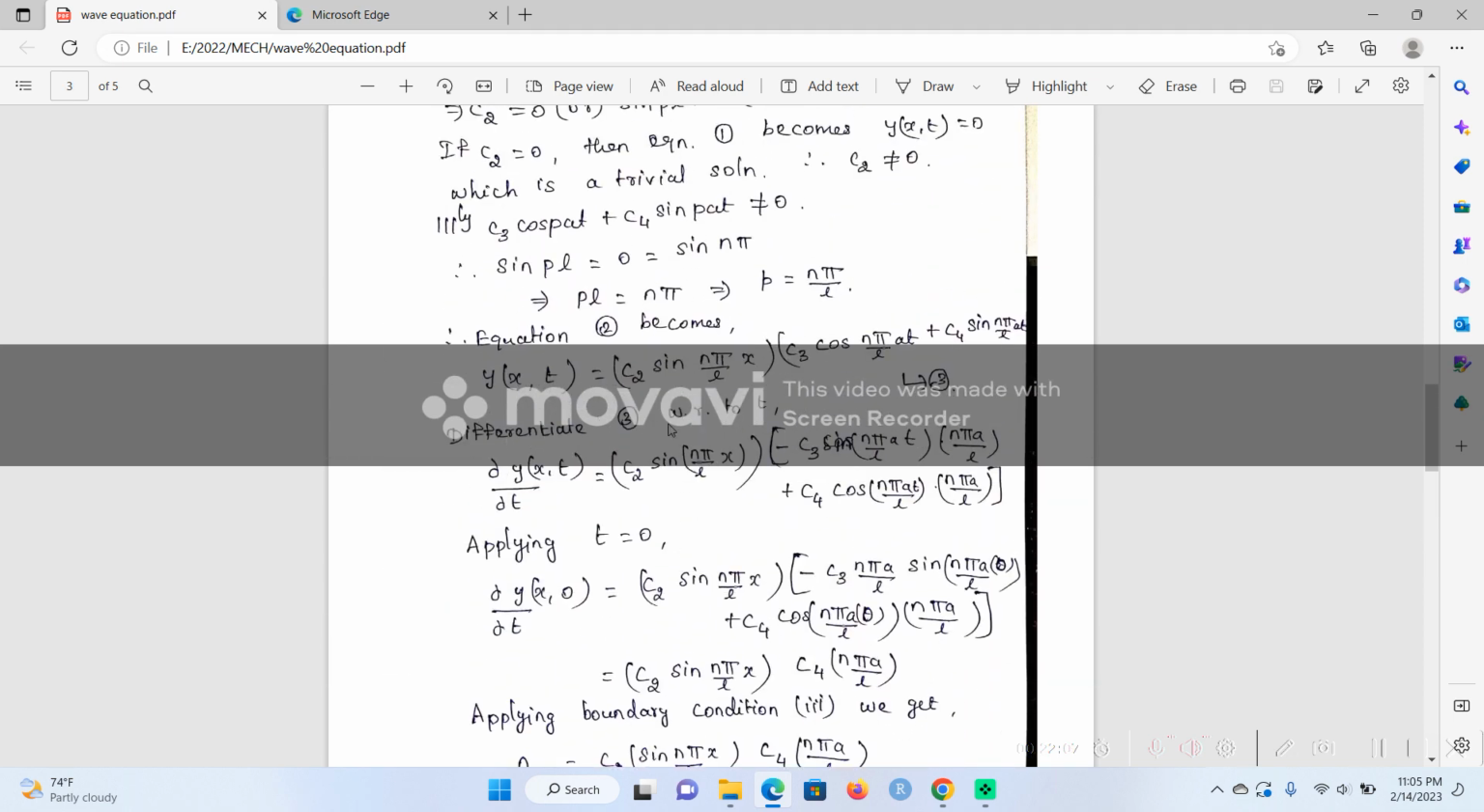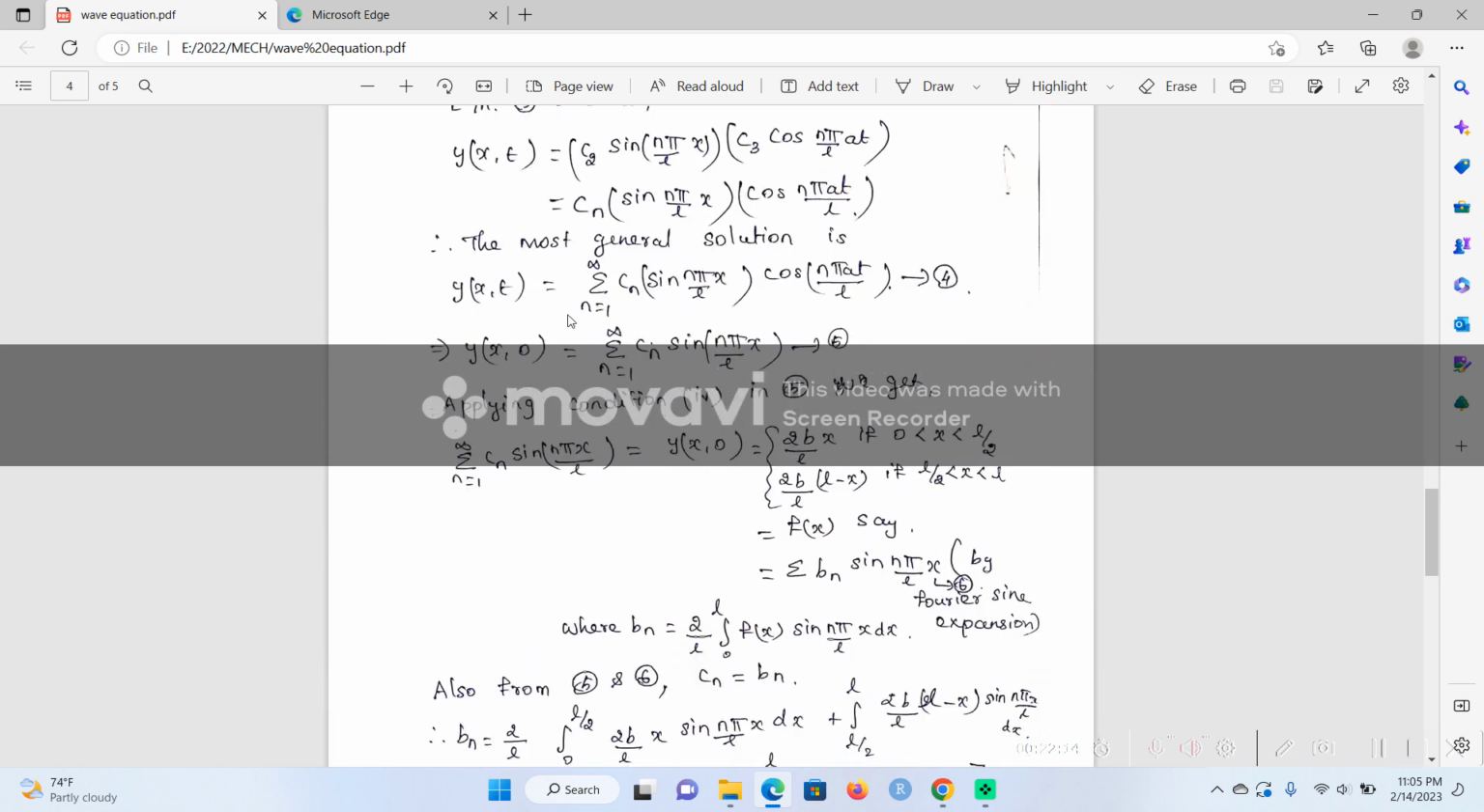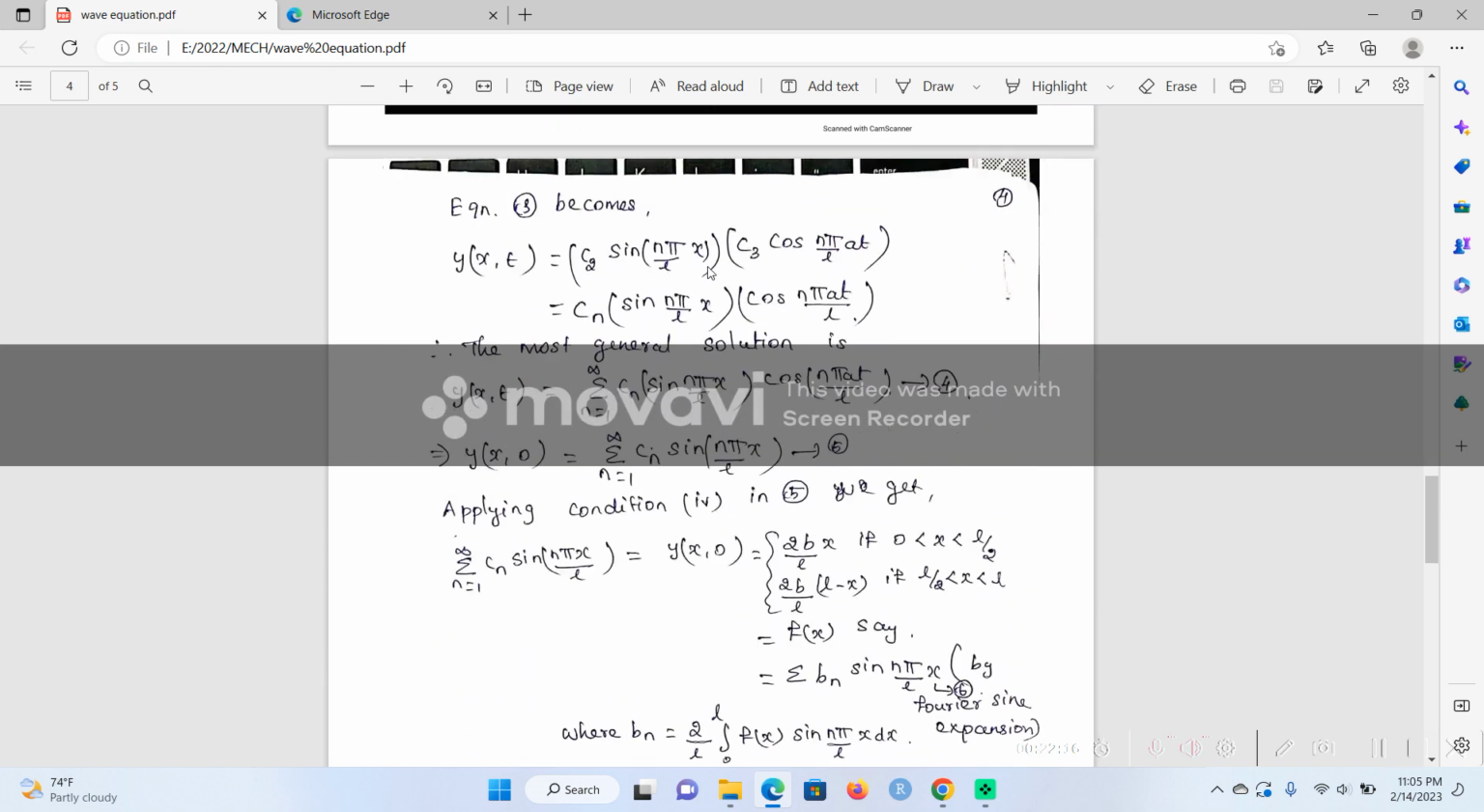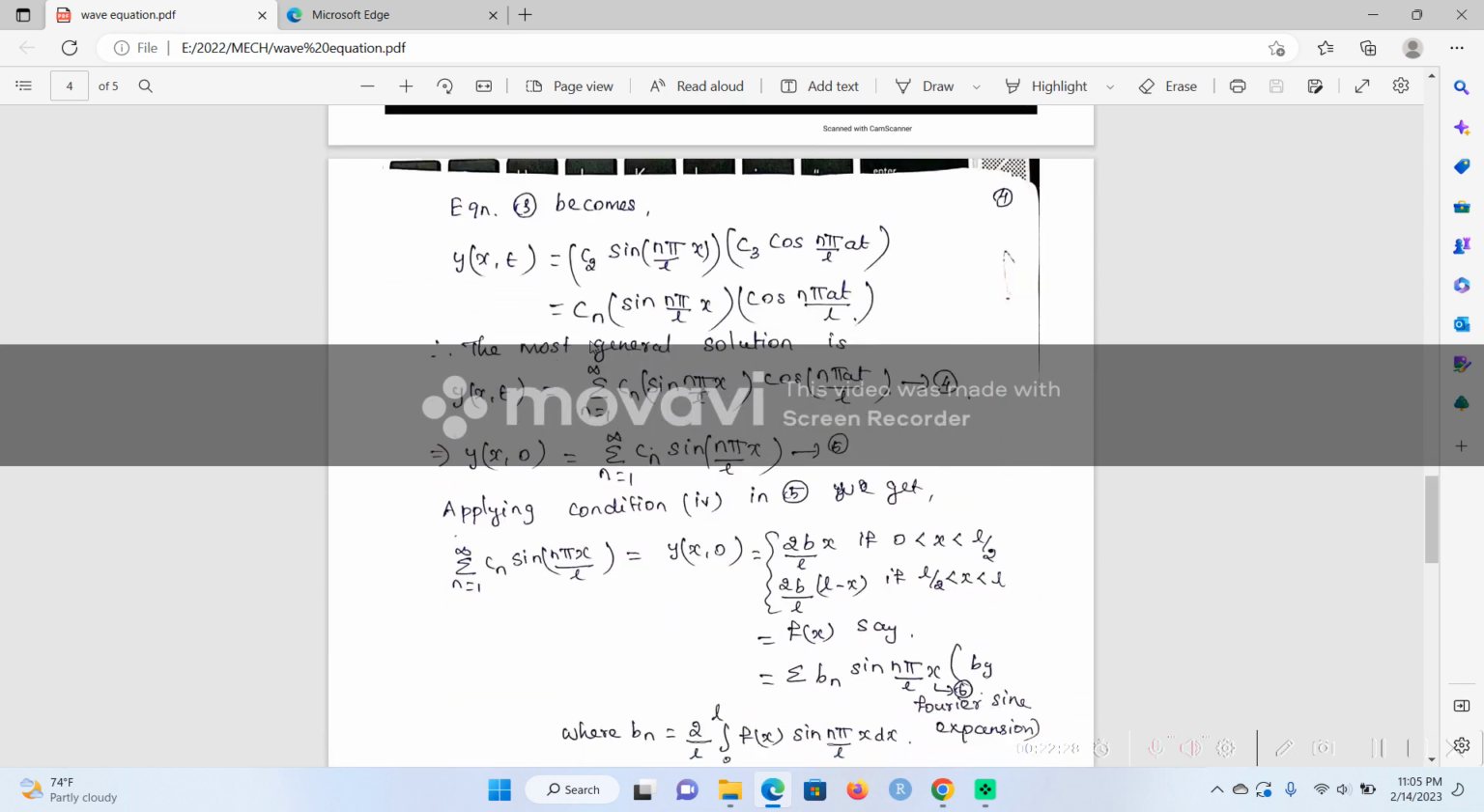So your equation 3 is modified. Now change that equation 3 with C4 equal to 0. So equation 3 becomes C2 sin(nπ...). Here we are putting C4 as 0, so we have this term and this one alone. C2 and C3 both are constants, which we consider as some Cn, and the remaining two terms are here. So this is one particular solution.